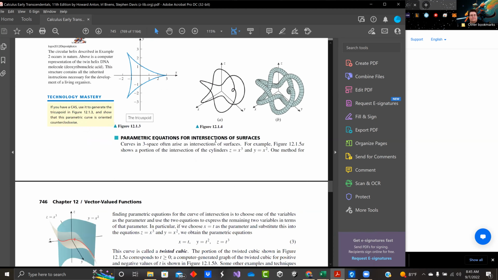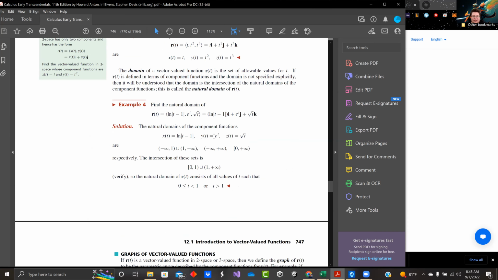Let's see, what else can we grab from this section? Give you guys a challenge on.